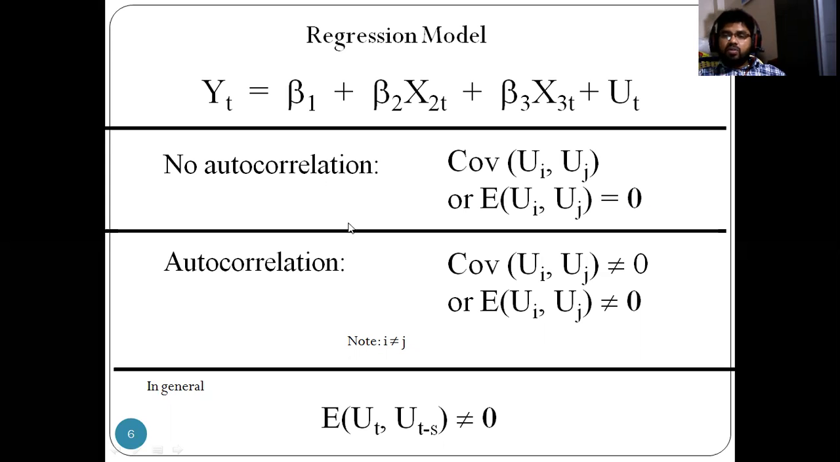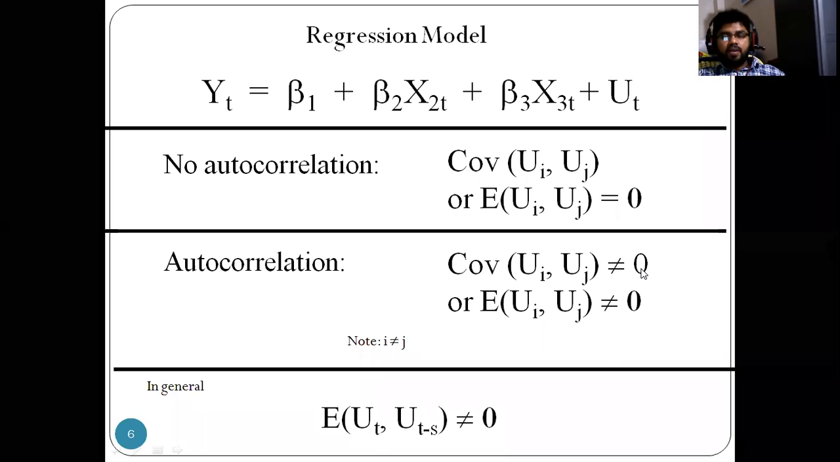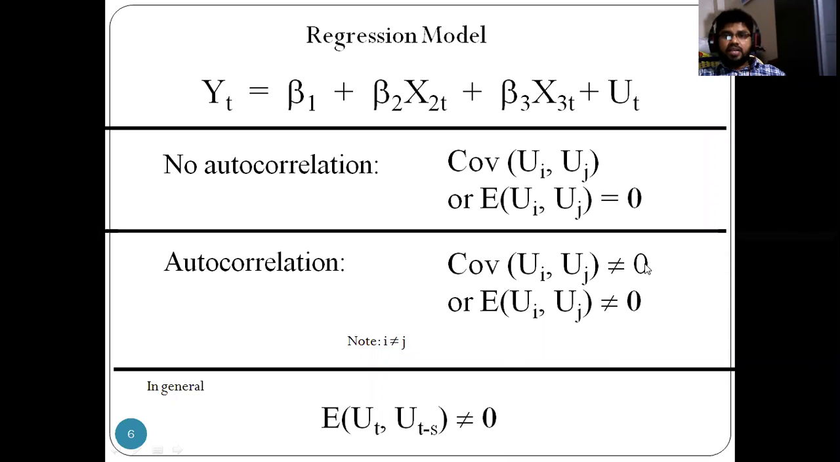If you find autocorrelation, you need to write that the covariance of ui and uj is not equal to 0. It means that autocorrelation is there, but we cannot say whether it is negative or positive. If it is not equal to 0, it may be negative, it may be positive. Then we will come to know what is negative autocorrelation and what is positive autocorrelation.